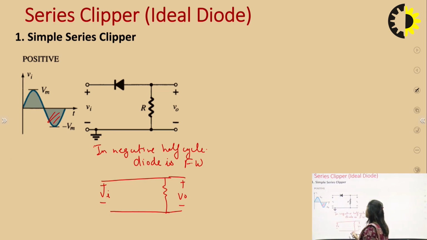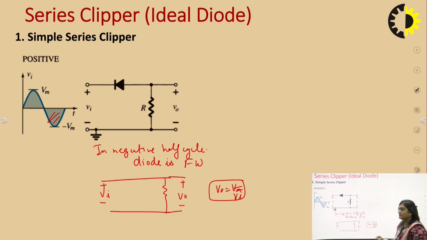So the output voltage would be equal to Vi. If we apply KVL in this part, then V0 would be equal to Vi.